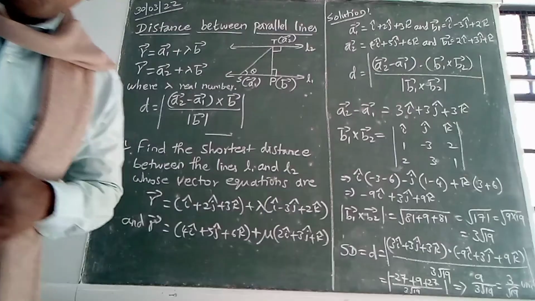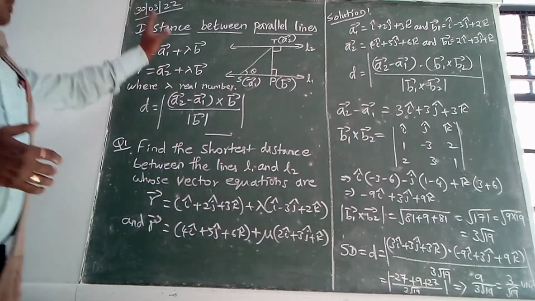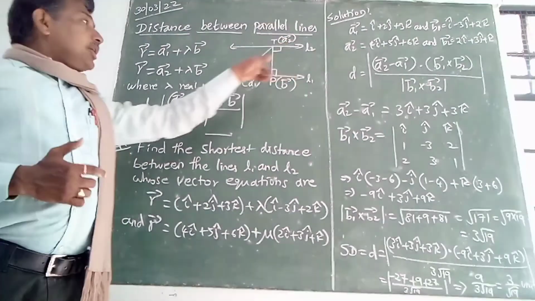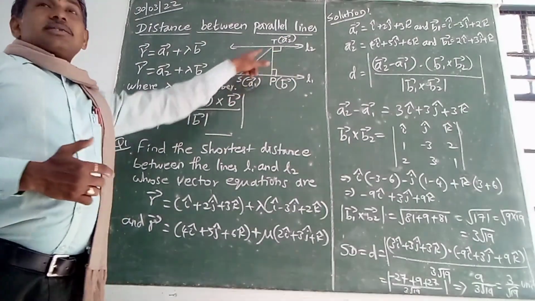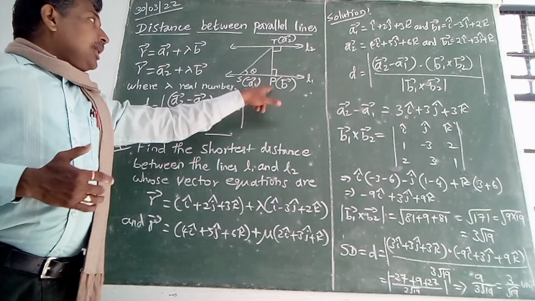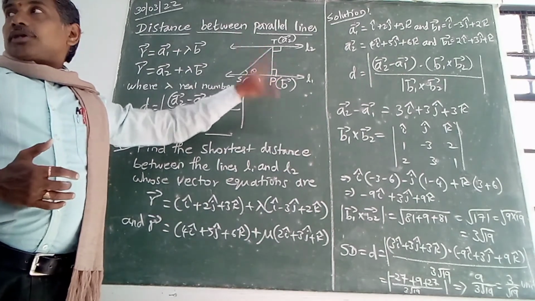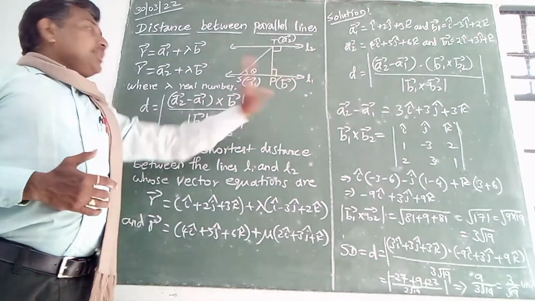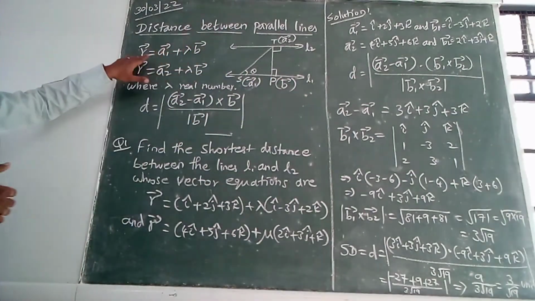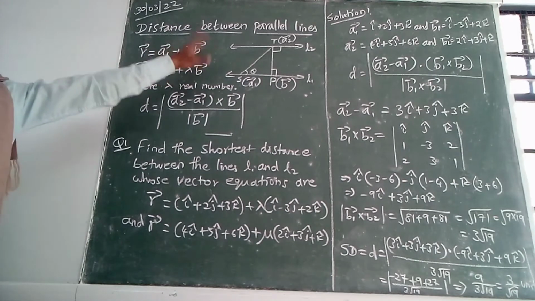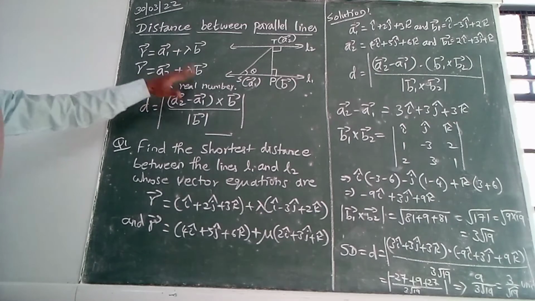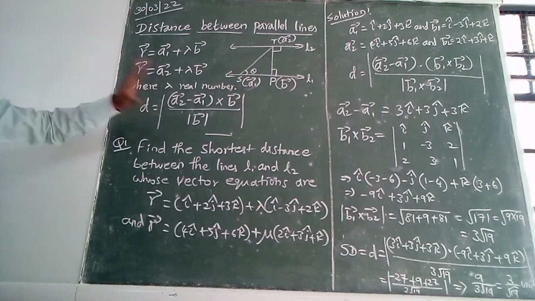Now, parallel lines L1, L2. Here ST distance is not perpendicular. TP is the perpendicular. So the position vectors are A1 vector and A2 vector, and P is the point. So two lines are there. R vector is equal to A1 vector plus lambda B vector, and another R vector is equal to A2 vector plus lambda B vector. Lambda here is a real number.